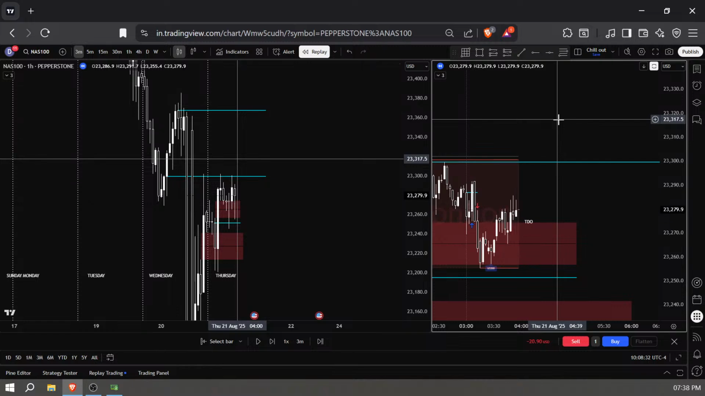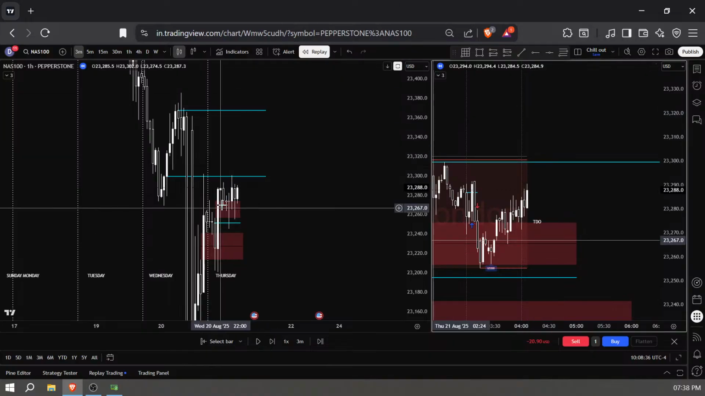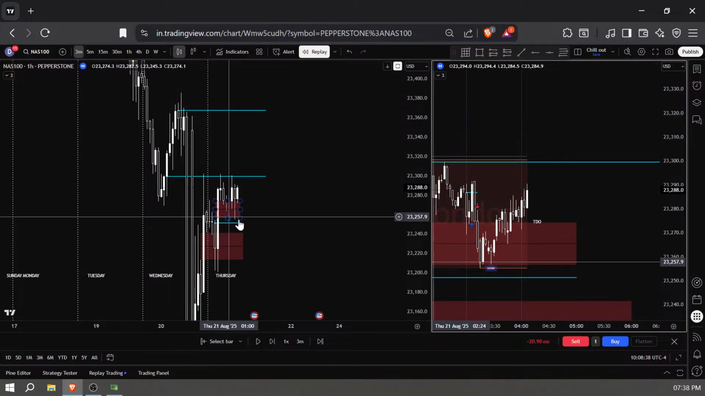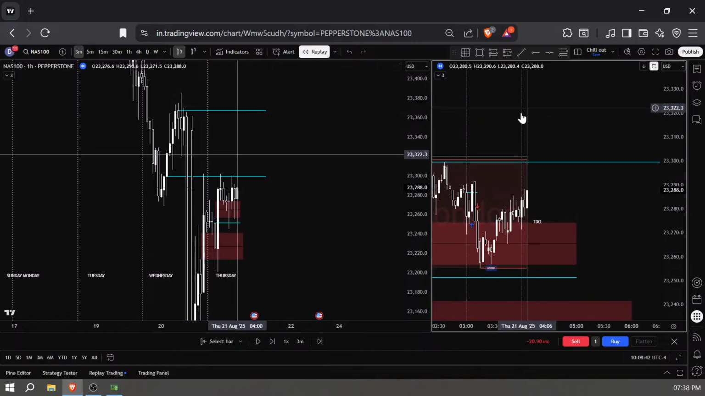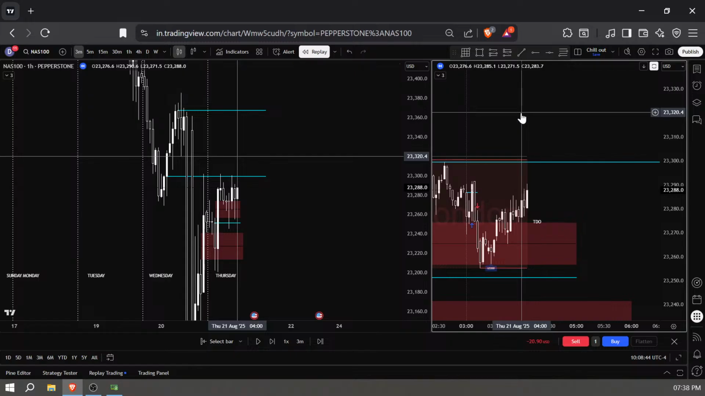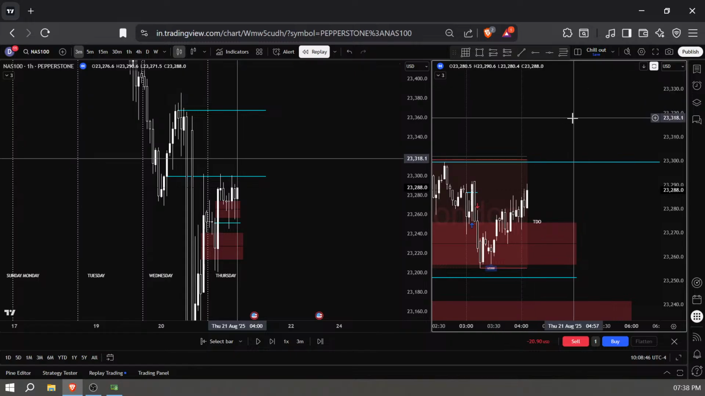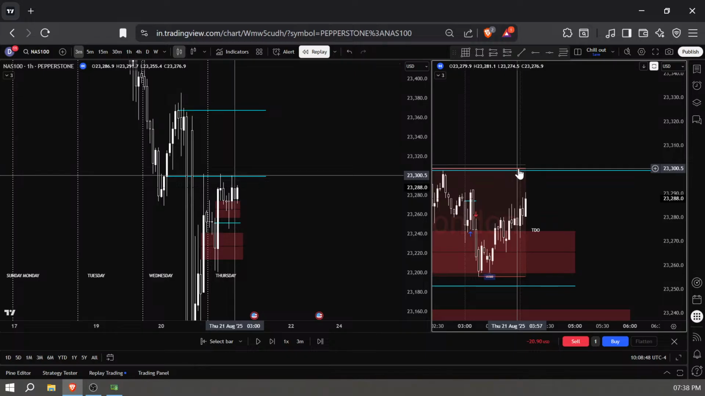The 4 a.m. PO3 has happened, and as per the data, we are still printing these wicks in this 1 hour FVG. So this should work. Most probably this 4 a.m. PO3 should move higher. So on that note, let's see.